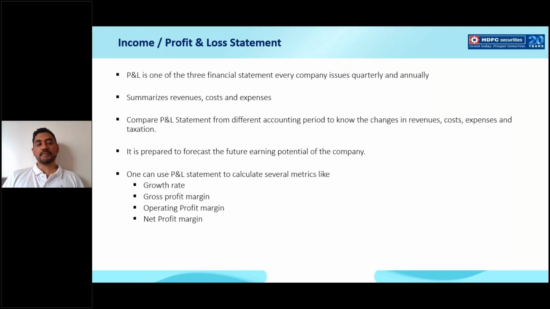So we can compare these margins with the past historical margins, historical ratios of the company to come to know whether the company is improving or it's going down. We can also use these ratios to compare similar companies with that company to get a better view of the company in record.